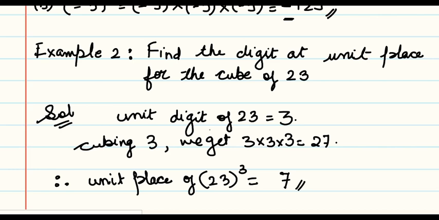Because as you can see here, the unit digit of 27 is this 7. So my result for the unit digit of 23 cube will also come out to be equal to 7. No need of calculation. They are only asking here for the unit digit. For the unit digit calculation, you can use this method and you can calculate.